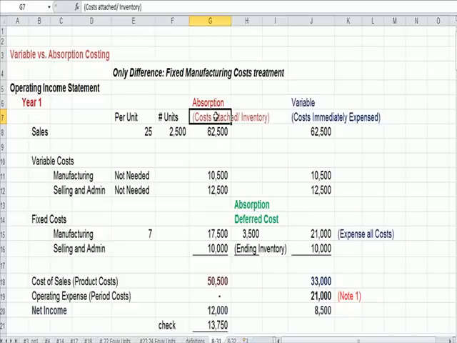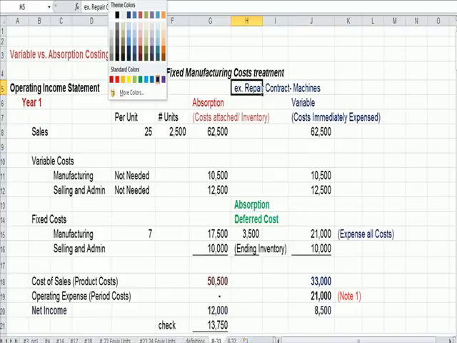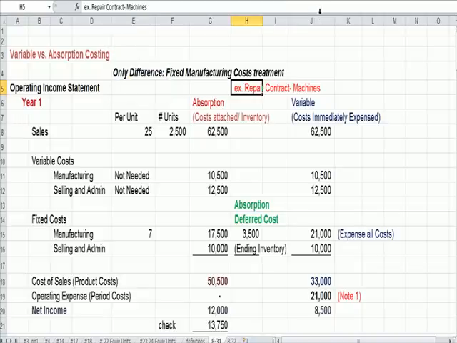So let's say you have a fixed repair contract to repair machinery. In fact, let's put that as our example. You have a repair contract with machines at your factory. It's fixed. It's a manufacturing expense because it deals with your machines. And finally, it's an indirect cost. It's not a direct cost, put it that way.